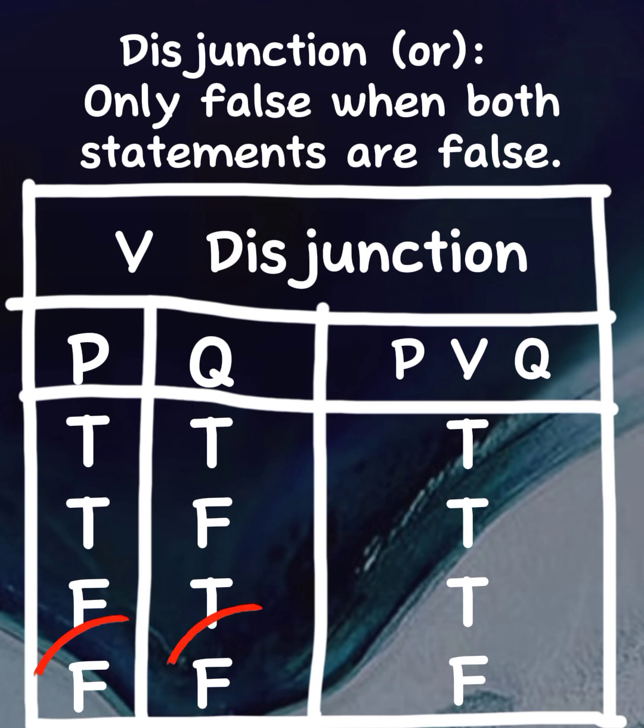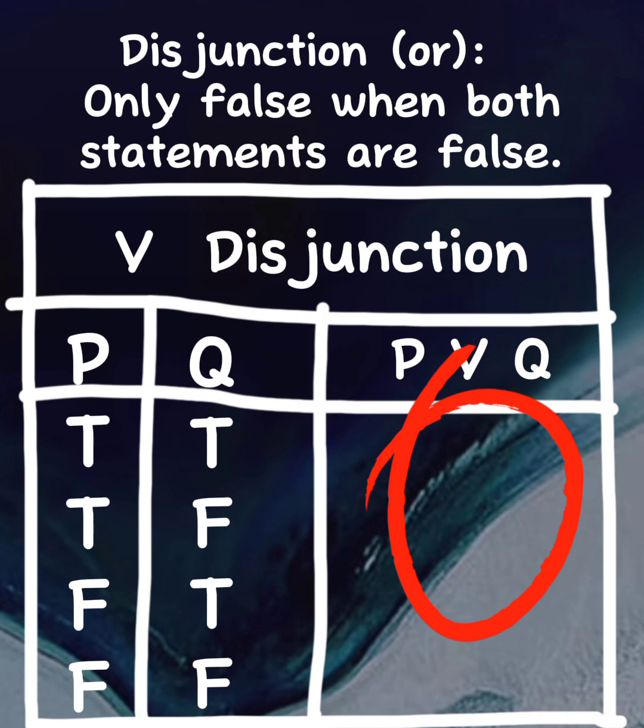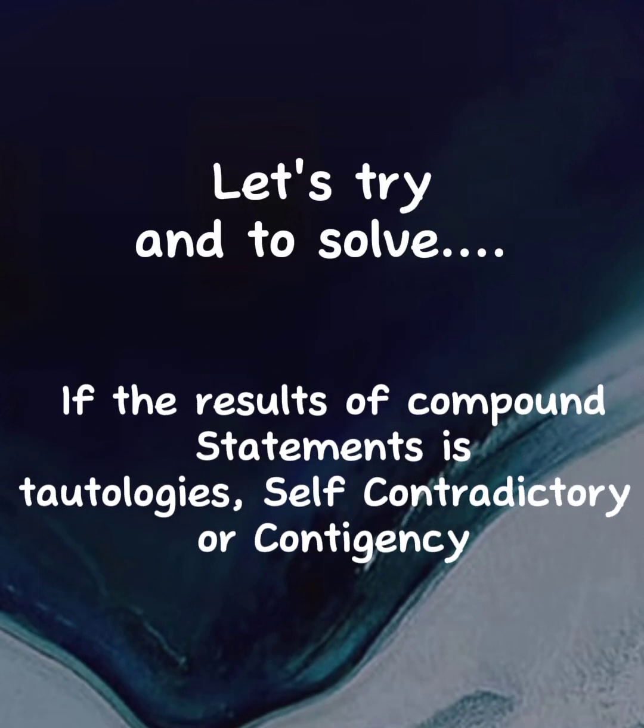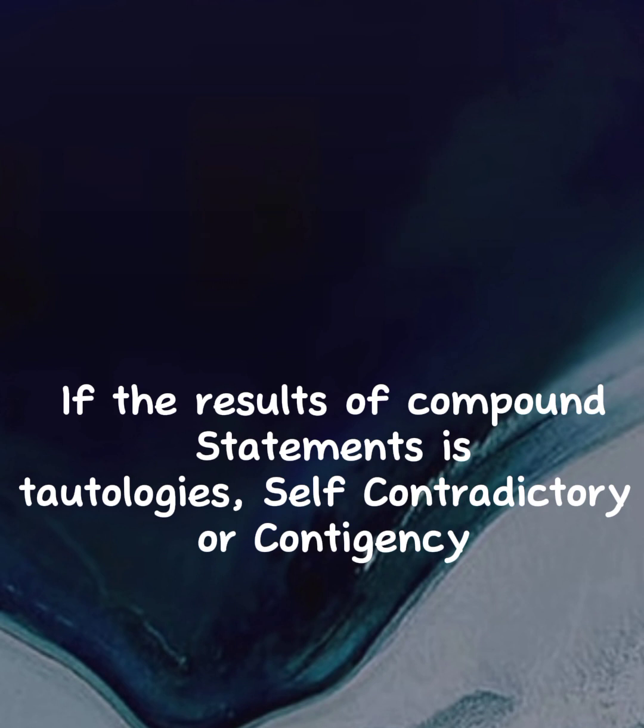Then, disjunction is only false when both statements are false. In these given statements, we have two falses, which makes the answer false in the P or Q statement. Otherwise, if not satisfied, the answer becomes true. Let's try and solve. In the previous videos, we talked about negation, conjunction, biconditional, disjunction, and conditional.